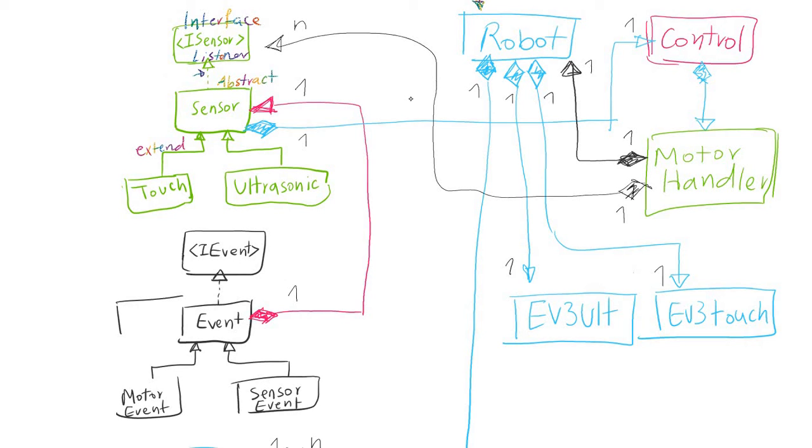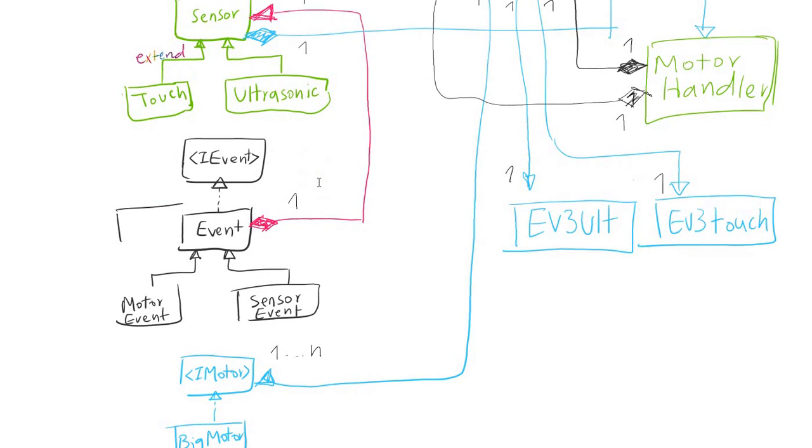So we have the same pattern here also over events. We have an event interface, and this event interface can have an abstract implementation, and this abstract implementation can be extended as a motor or sensor. So we just learned two important things: implements and extends.